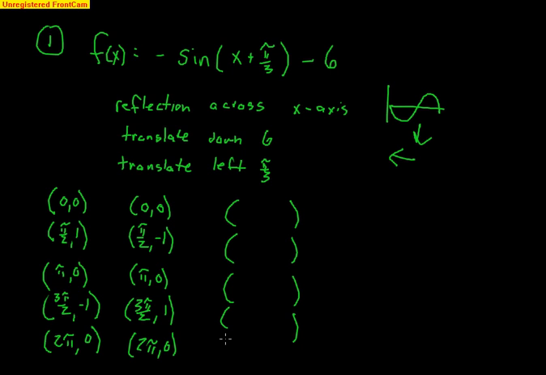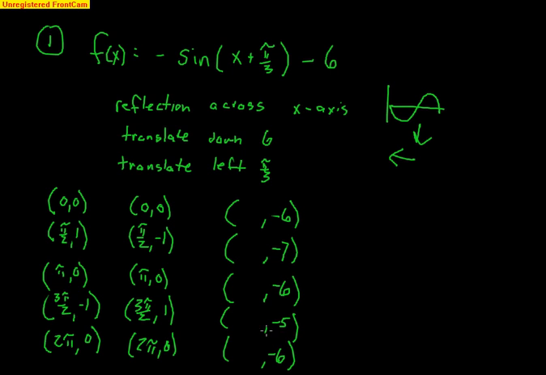And you make them as big as you need to, whatever. Try to make them nice. So first up, I'm going to go down 6 because of the minus 6 on the outside. So that's going to make this 0 go down 6. -1 is going to go down 6. 0 is going to go down 6. 1 is going to go down 6. And the 0 down here is going to go down 6 to -6.